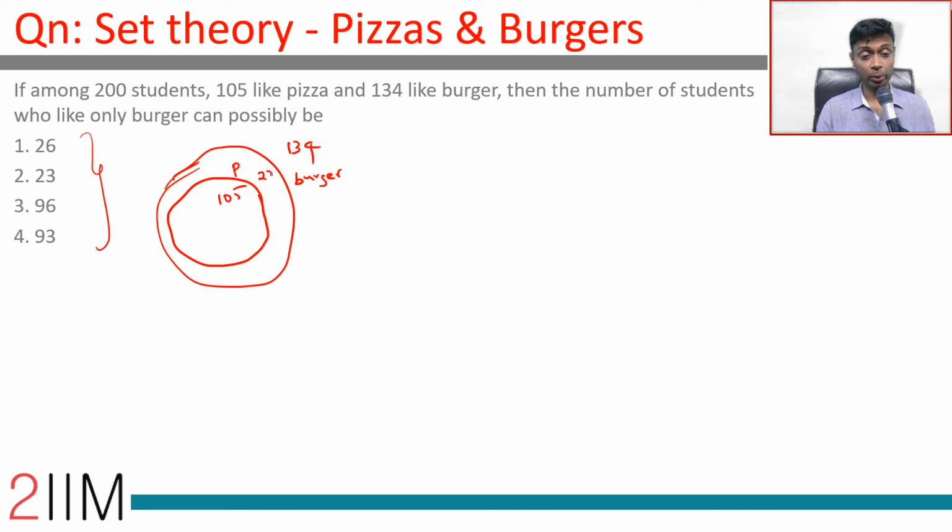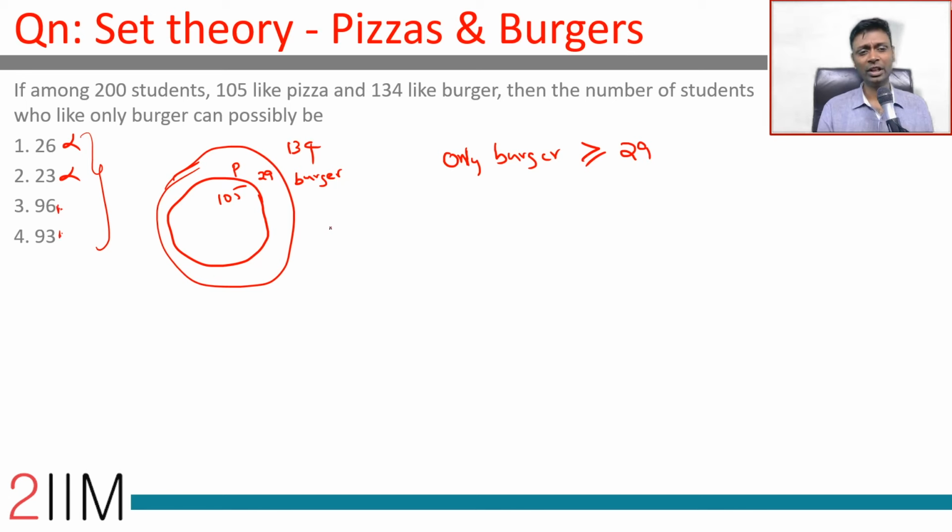This difference is 29. So only burger should be 29 or more. The number of people who like only burger is 29 or more. This number should be, so we can eliminate these two. There clearly, evidently, is an upper bound as well.